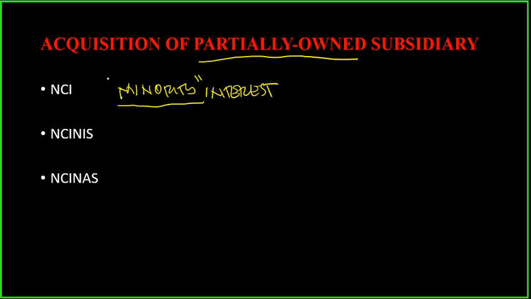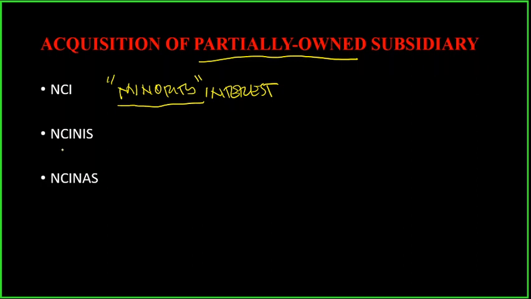Now let's continue. What if the acquisition is not 100%? Now you will have a partially owned subsidiary. This is the time you're going to encounter the term non-controlling interest, also known as minority interest. However, they no longer want to use the term minority because it supposedly has a negative connotation. So instead of using minority interest, let's just use non-controlling interest. Substance over form, they are the same.